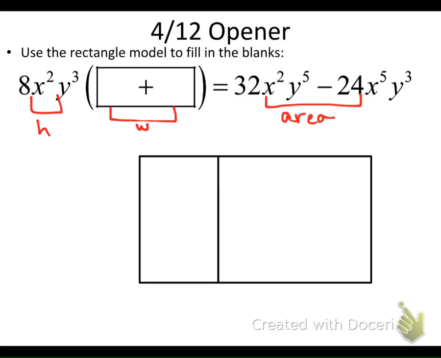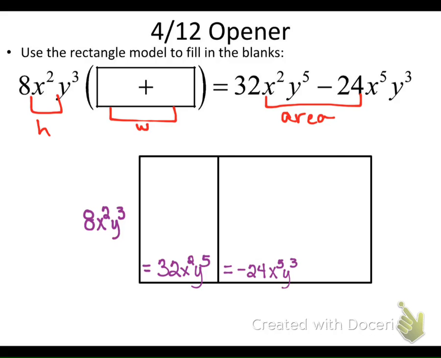Okay, so my height is going to be 8x squared y to the third. I don't know my width, so I can't put that up there. But I do know the area of each section. What's the first area I have? 32 x to the second, y to the fifth. And what's my second total area? Negative 24 x to the fifth, y to the third.